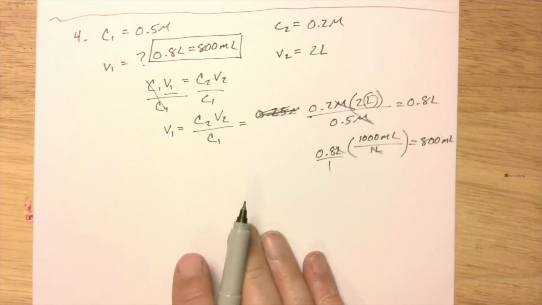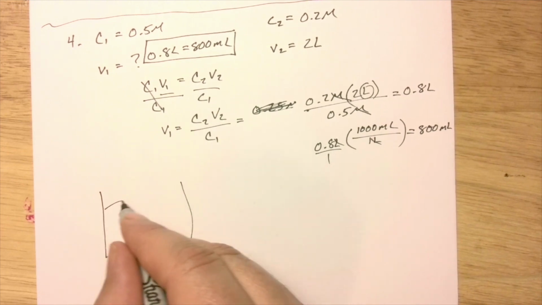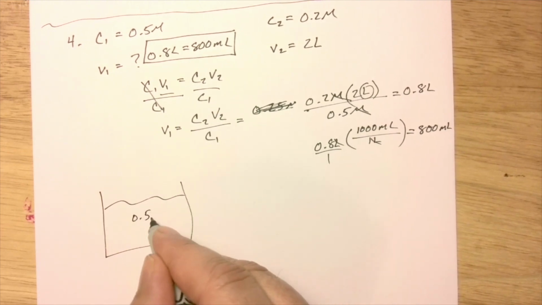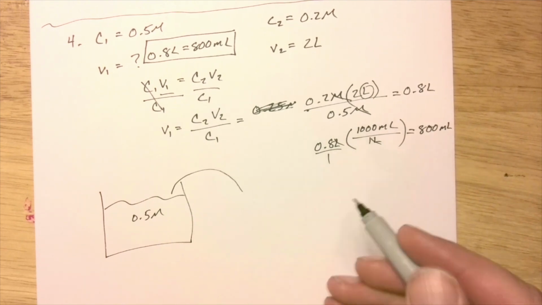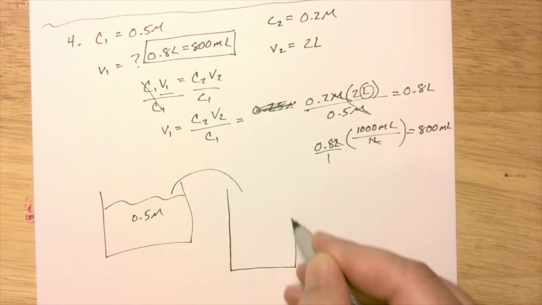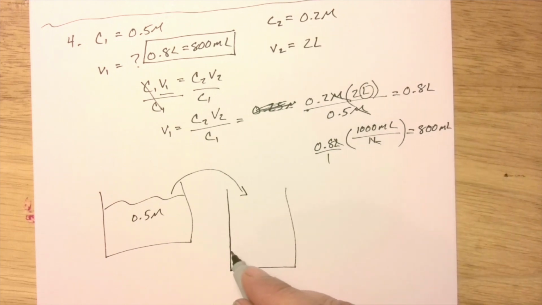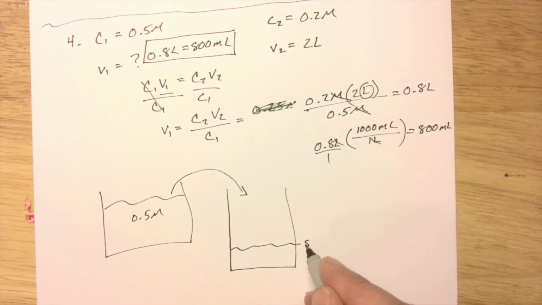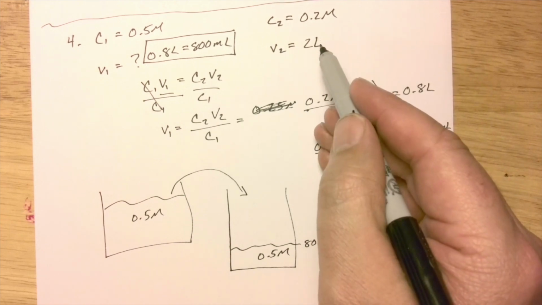So again, what that means is that you have a stock solution that's 0.5 molar in concentration. You need to take out 800 milliliters, and then we'll still have a concentration of 0.5 molar. And then you need to bring the volume up to 2 liters.